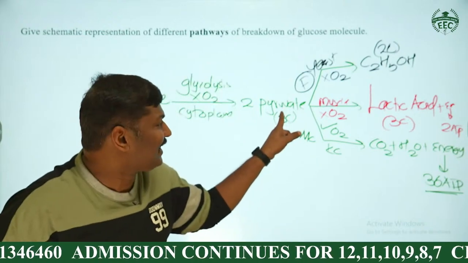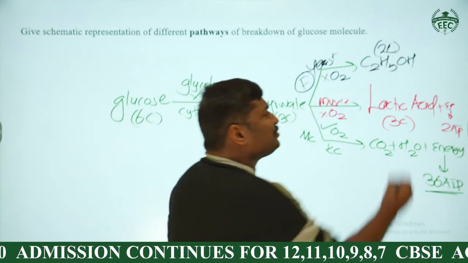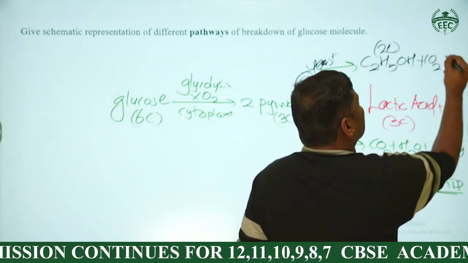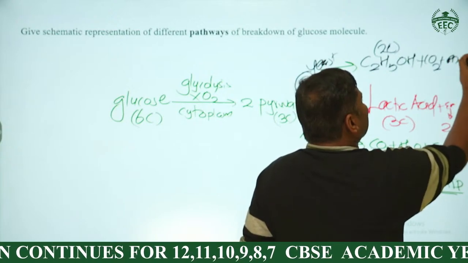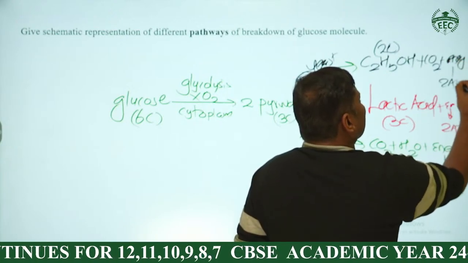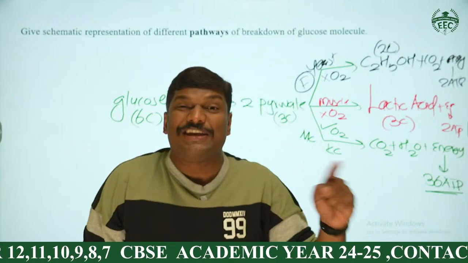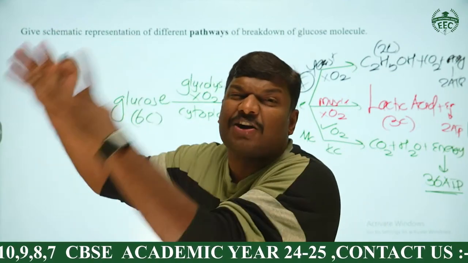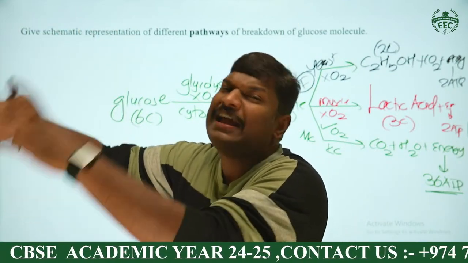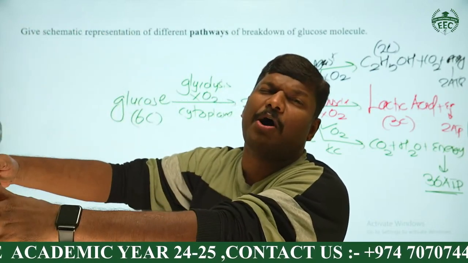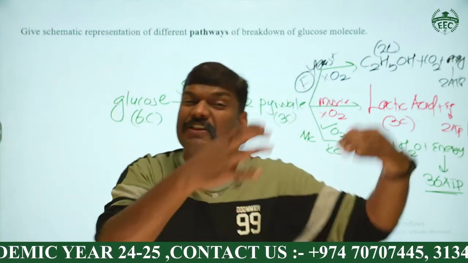C2H5OH, the ethanol, the ethyl alcohol, a two carbon compound, is produced. Here you know the three carbon compound becomes a two carbon compound. Along with it, carbon dioxide is also produced, then only that equation is balanced, my dear students. Here also it is anaerobic respiration, so 2 ATP are produced. So yeast can make ethyl alcohol, ethanol, C2H5OH, along with carbon dioxide.